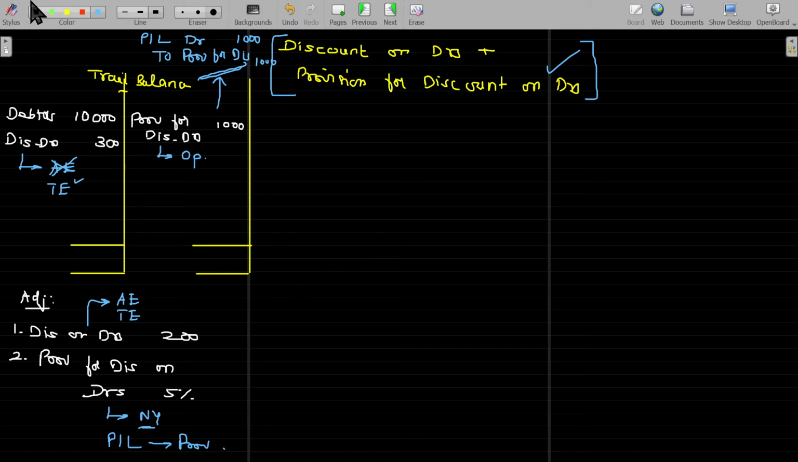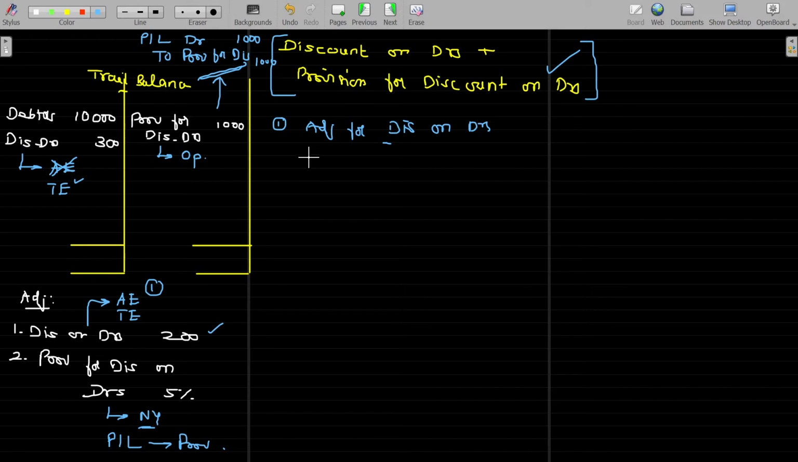So first, what do you have to do? You have to pass adjustment entry number 1, for discount on debtors given in the adjustment. For the discount on debtors given in the trial balance, the journal entry was already passed. You don't need to worry about that. So I am going to pass the entry for this.